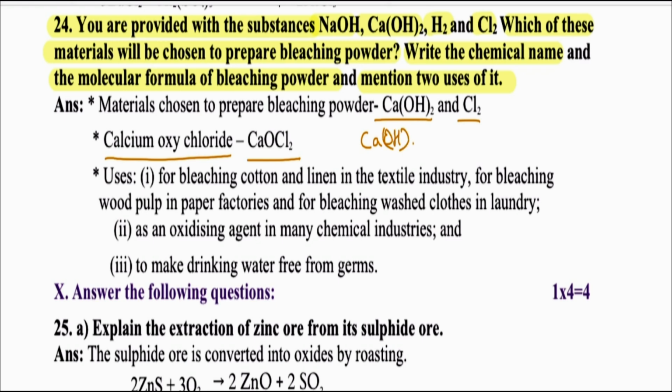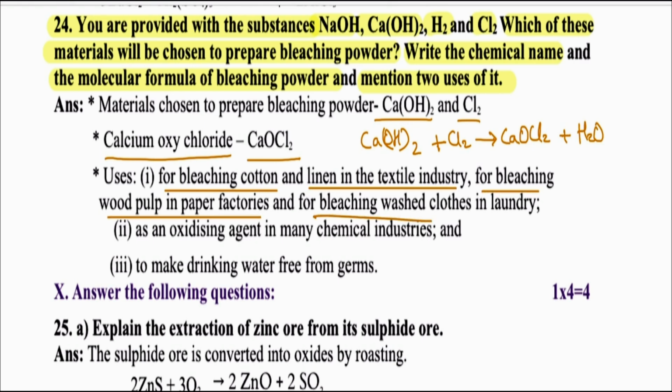Okay, let's write chemical equation. Ca(OH)2, calcium hydroxide, plus Cl2, chlorine, gives rise to CaOCl2, which is calcium oxychloride, plus H2O or water. Uses are for bleaching cotton and linen in textile industries, for bleaching wood pulp in paper factories, and for bleaching washed clothes in laundry. Second use is as an oxidizing agent in many chemical industries to make drinking water free from germs.